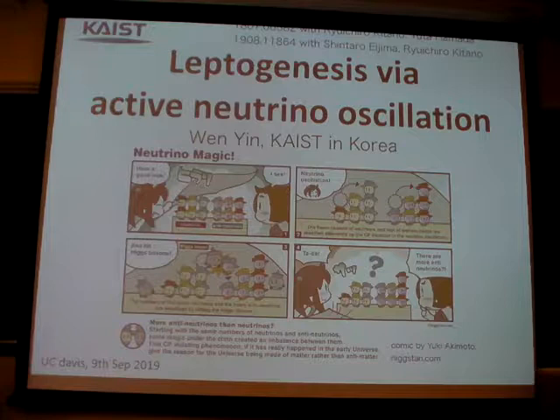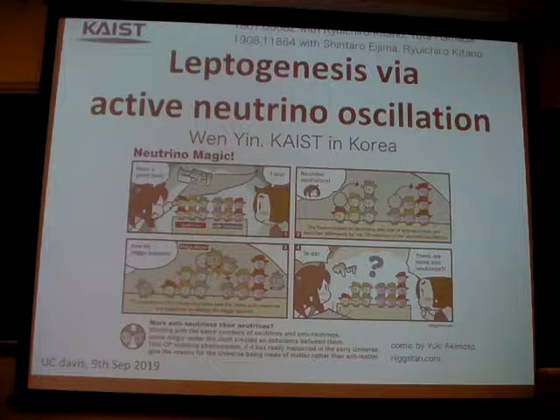So today I will talk about a simple possibility of baryogenesis. In particular, I will show that the active neutrino oscillation can be the origin of the matter-antimatter asymmetry of the universe. This talk is based on two papers.